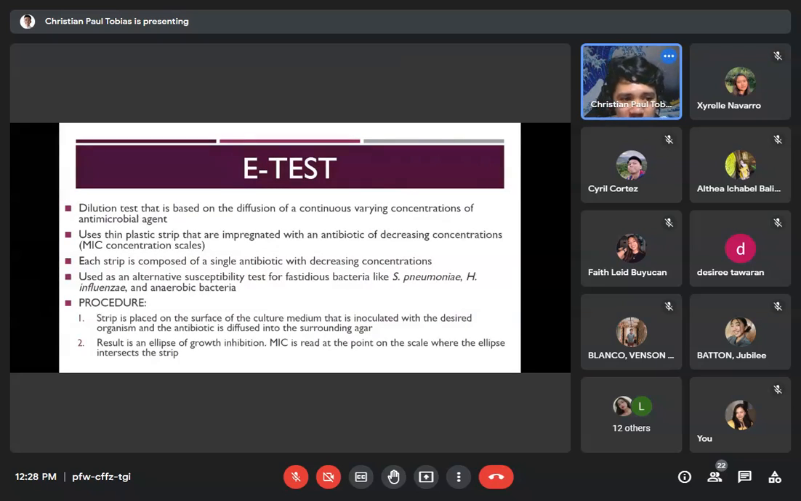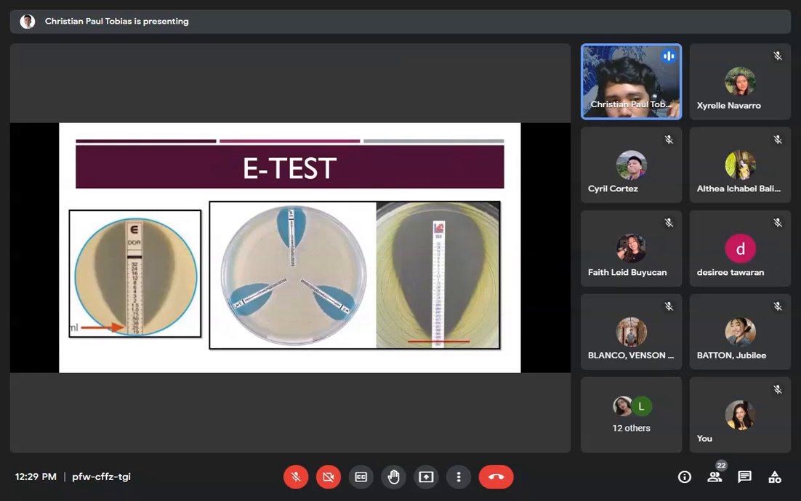So, let's read. Dilution test that is based on the definition of a continuous varying concentration of antimicrobial agent. Use of thin plastic strip that are impregnated with an antibiotic of decreasing concentration. Each strip is composed of single antibiotic with decreasing concentration. Okay, and the procedure. So, ang gagawin mo, okay, you will make a lawn first. Okay, alam niyo naman na kung paano gumawa ng lawn. At ito yung i-strip natin. So, ilalagay mo siya.